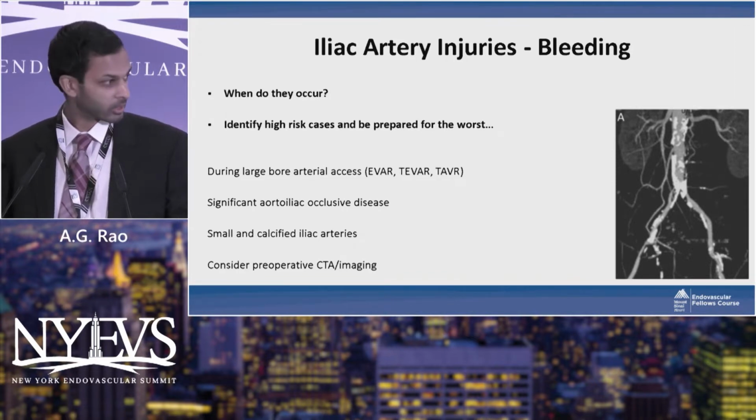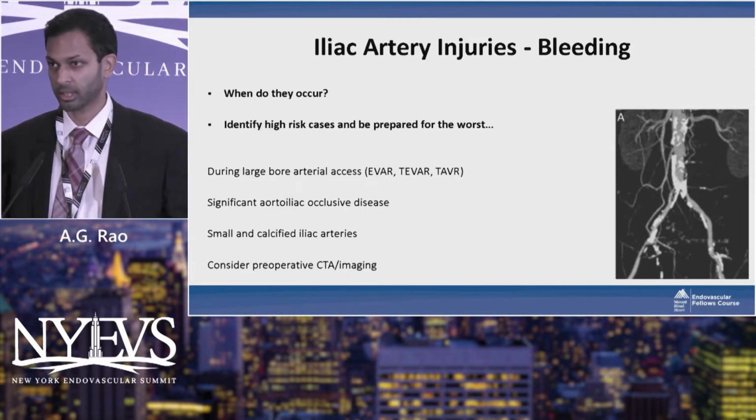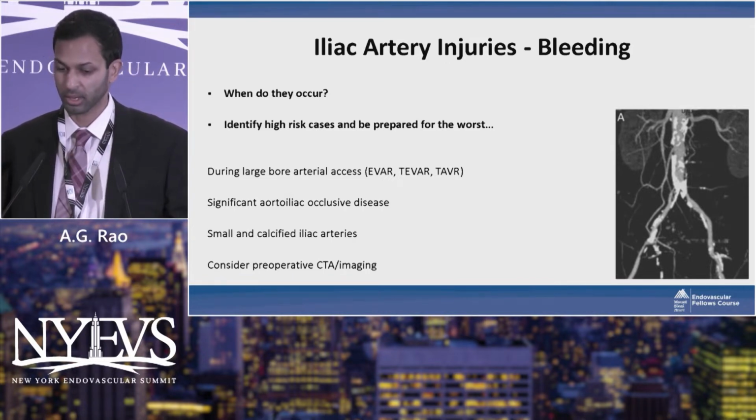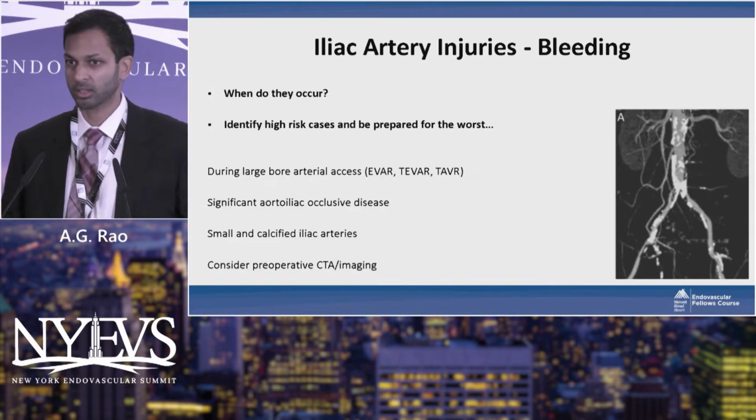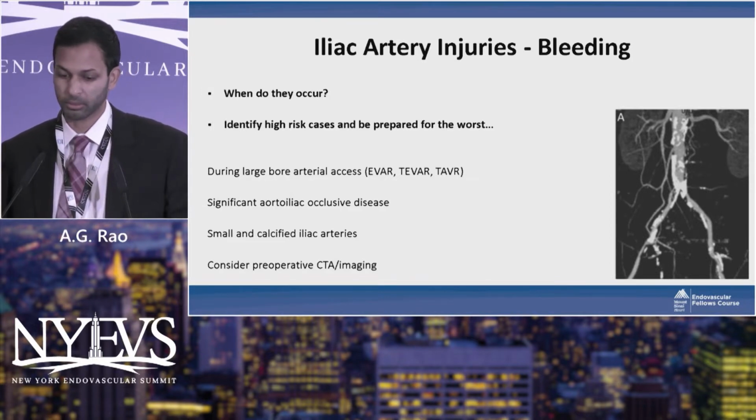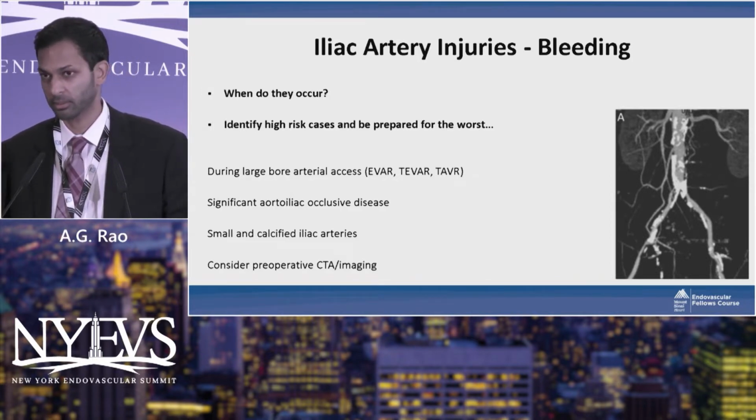So if you see a CAT scan that looks like this with a lot of calcium and small diseased vessels, you should plan ahead for a worst case scenario. And small is all relative with this, right? If you're putting in a 20 French sheath, a 6 millimeter vessel is small. If you're putting in a 5 French sheath, then a 6 millimeter vessel may be enough.